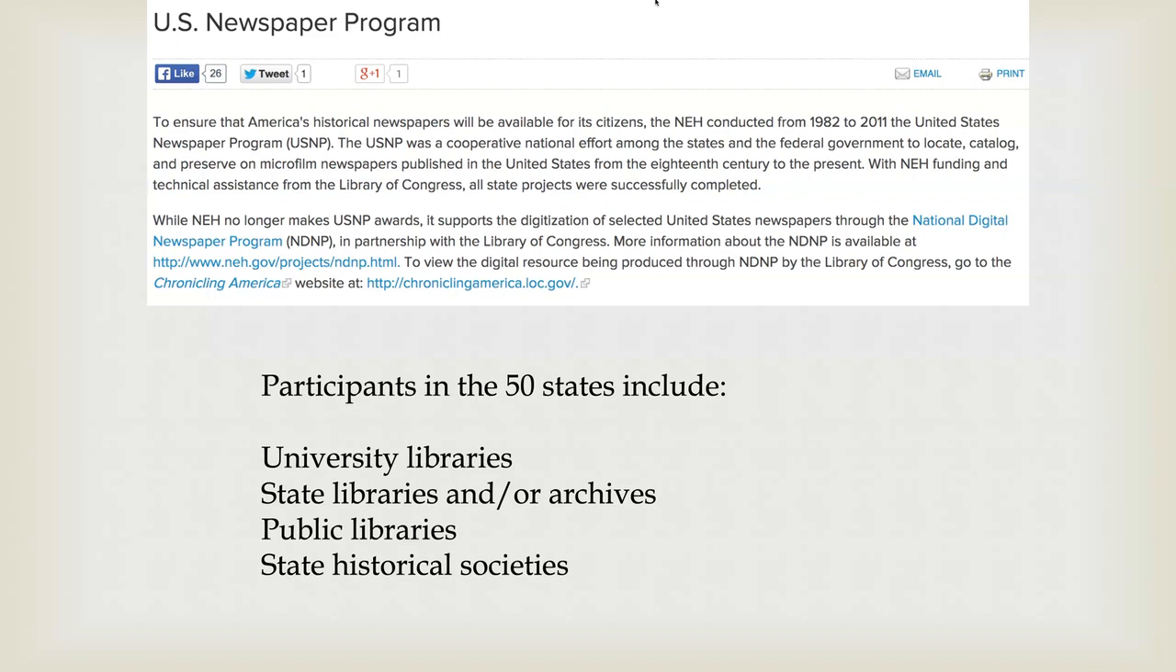In a few states, it might be a public library, such as in New York. The New York Public Library may be responsible. And also in a very few states, it might even be a state historical society that received the grant and was able to do that.